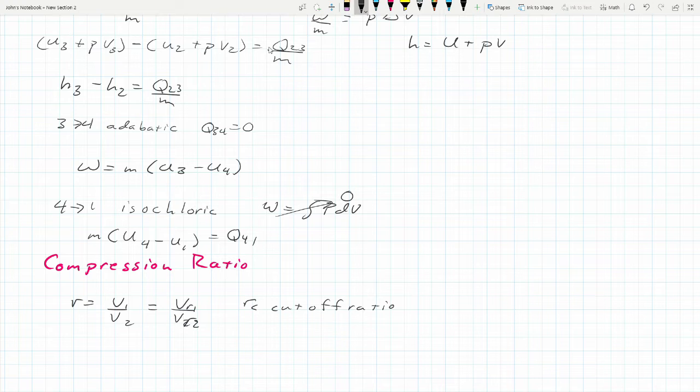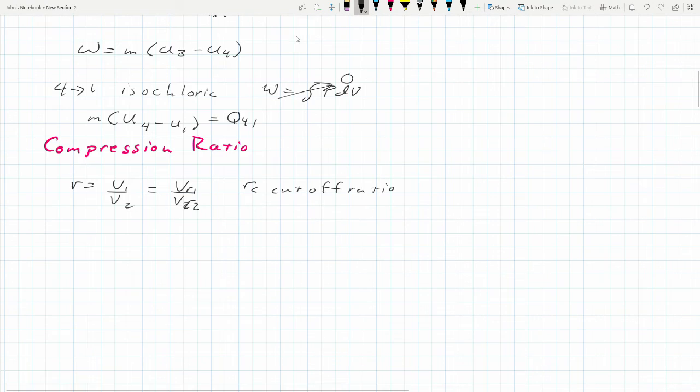So diesel engines do not actually have a spark plug in them that combusts the gases. The pressure that the piston puts on the gases actually causes that combustion. So RC is equal to V3 over V2, because remember 2 to 3 is the isobaric part of the process, and it's where the gases are ignited by the pressure caused by the piston.